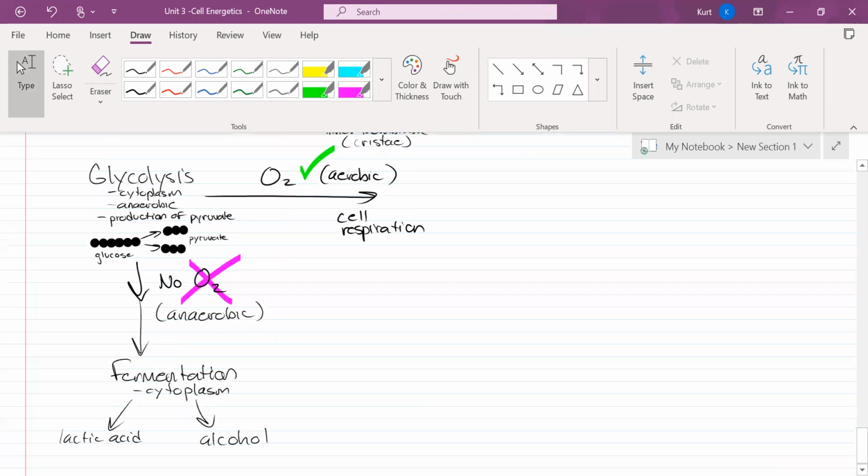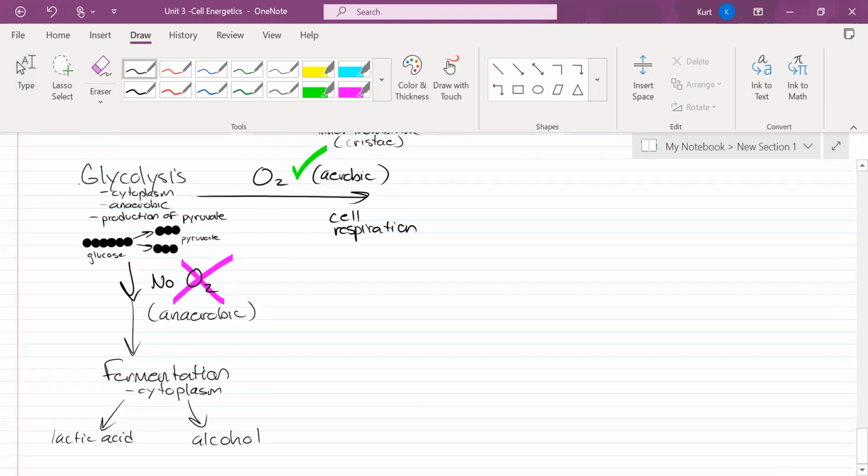Now, glycolysis produces NADH. That is another electron carrier. The NADH will go to fermentation and get oxidized back to NAD+, and then return to glycolysis. So keep that in mind. NADH is made during glycolysis, but then it is reverted back to NAD+ during fermentation.